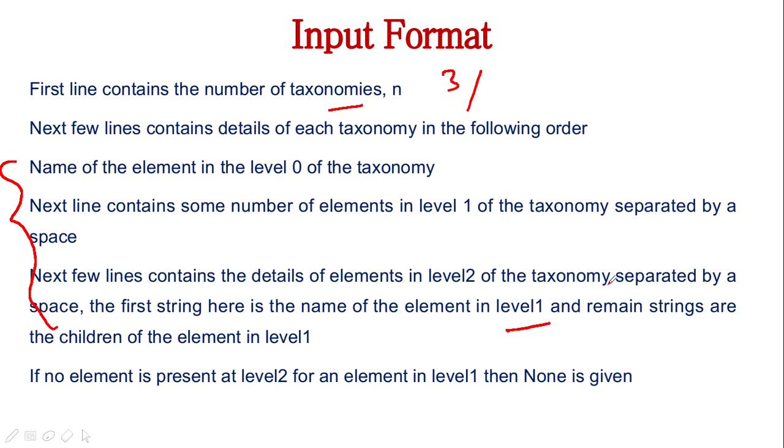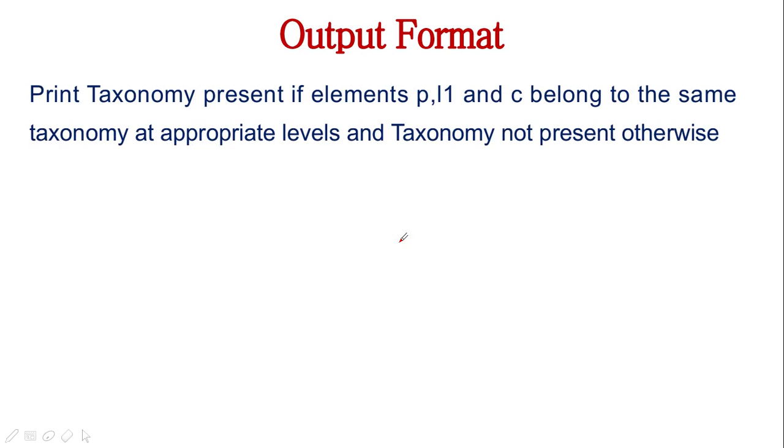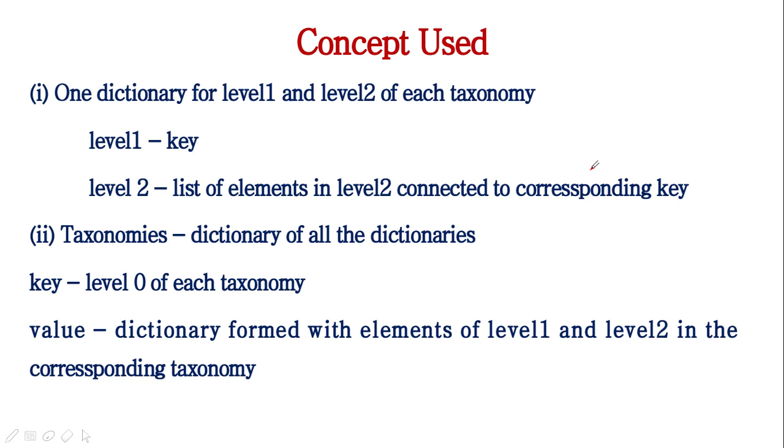An example is also given later, but let us finish the input format. That is how it is going to be. And next, after giving the elements of the n taxonomies, we are going to have a query, isn't it? So the query is going to have the name of the element at level 0, the name of the element at level 1, and the name of the element at level 2. So you are going to read all the 3 elements. You have to check, right? And the output is, you are going to print "taxonomy present" if the elements P, L1 and C belong to the same taxonomy at appropriate levels, and "taxonomy not present" otherwise. This is the output format.